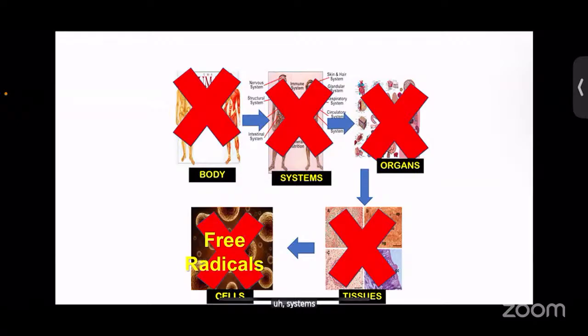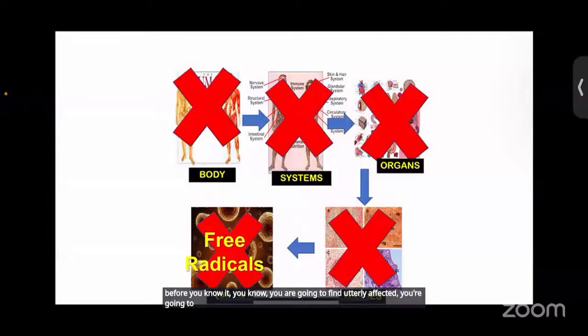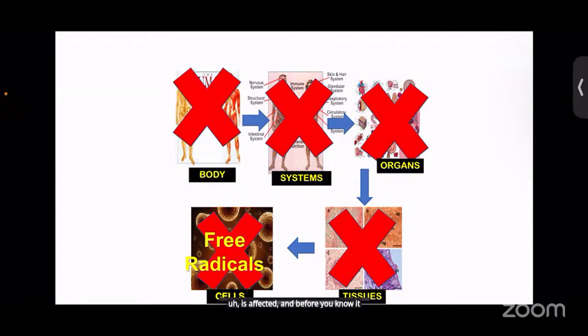For example, we have the circulatory system. If the veins are affected and you don't work on the veins, before you know it, you are going to find arteries are affected. You are going to find the parts of the heart are affected. And before you know it, the whole system will be affected. And when you don't receive the right treatment at the system level, then you end up dying. So you can see how the free radicals affect our body badly.